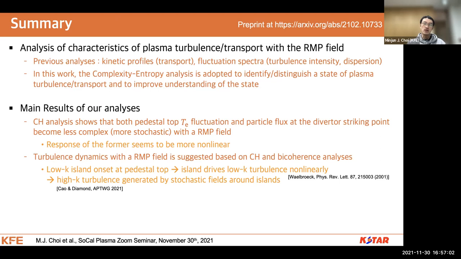Okay, this is the brief summary of my talk today. We analyzed the characteristics of plasma turbulence and transport under RMP field, and besides the conventional spectral analysis, we introduced a statistical analysis known as the complexity-entropy analysis to distinguish the state of plasma turbulence or transport and to improve understanding of the state. And the main result of our analysis is that the CH analysis, the complexity-entropy analysis, shows that both the pedestal top T fluctuation and the particle flux at the divertor striking point become less complex, or more stochastic, with RMP field.